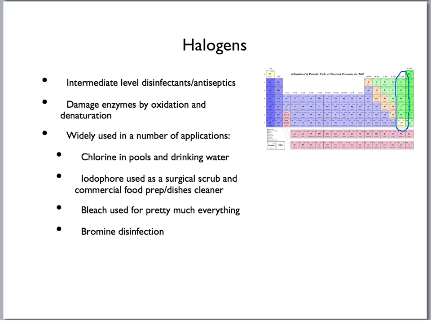Iodine is also very common, and somewhat more gentle than chlorine. Iodine is used in a number of different ways. The first is iodophor, which is iodine in a particular chemical complex that makes it more effective. Iodophors are used as a surgical scrub. If you've ever seen a surgery, this is that yellow, brown, purple stuff that they scrub their hands with and that they scrub wounds with in a surgical room.